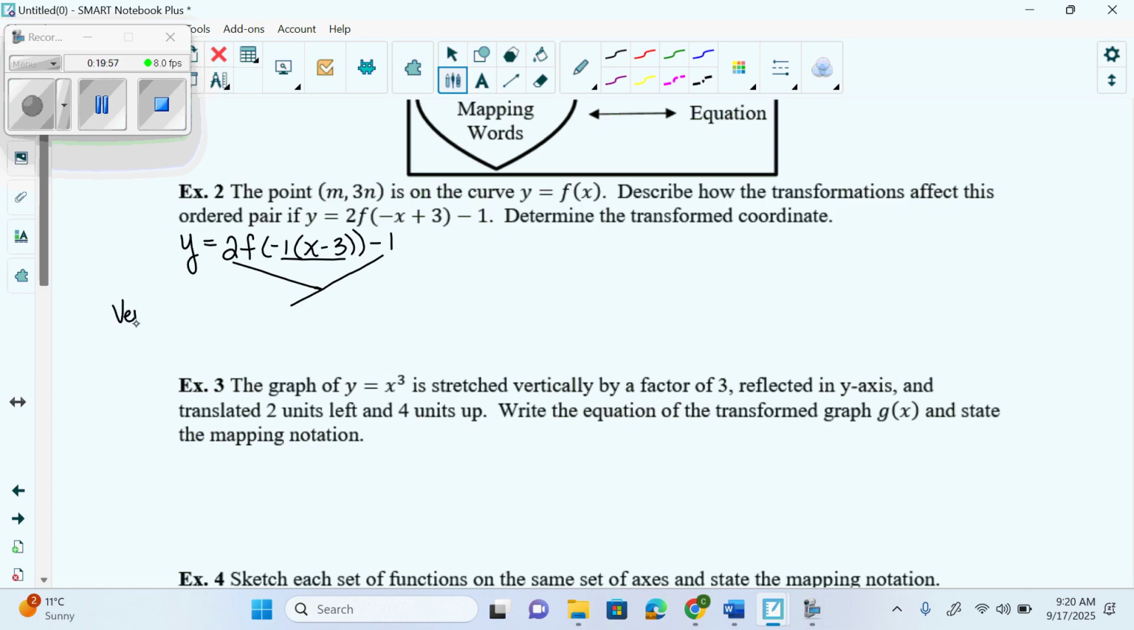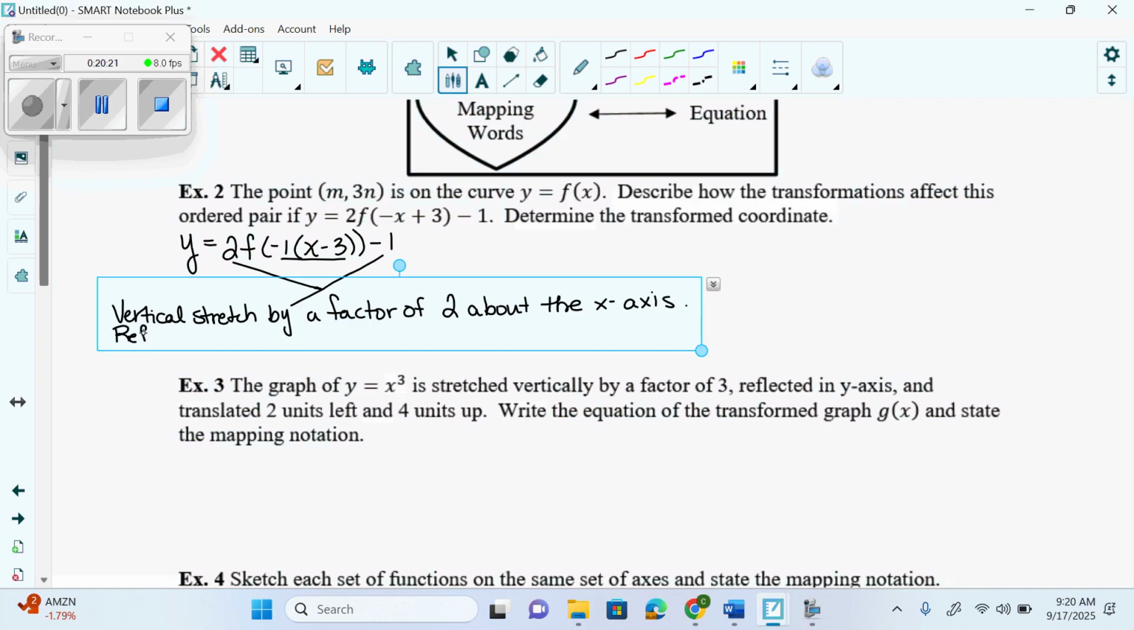So, start with our stretches first. Vertical stretch by a factor of what? 2 about the x-axis. So it's about the opposite one it affects. Okay, then we have a -1 with the x. So that's a reflection in the y-axis, which would change the domain. And if there were inequality signs in my domain, it would change the domain to flop, correct? It affects my domain. All right.